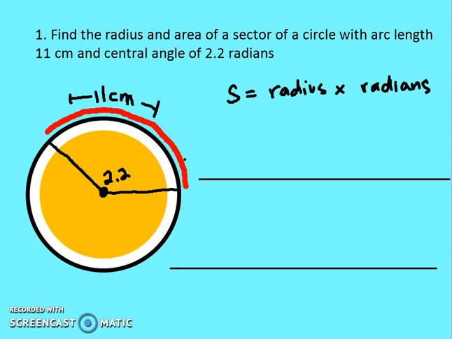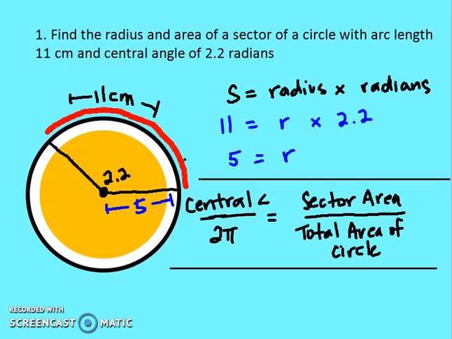So we're going to use our formula for arc length. Arc length is equal to radius times the radians. We know the arc length is 11 centimeters. We know the radians are 2.2. So we can use that information to find the radius of the circle. 11 is equal to the radius times 2.2 radians. We end up realizing that the radius of the circle is equal to 5 centimeters.